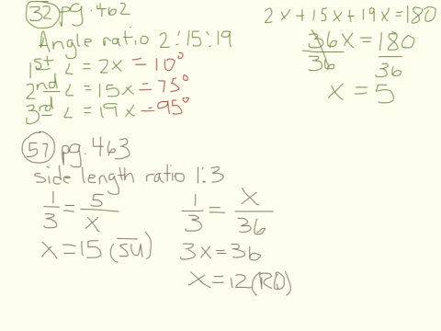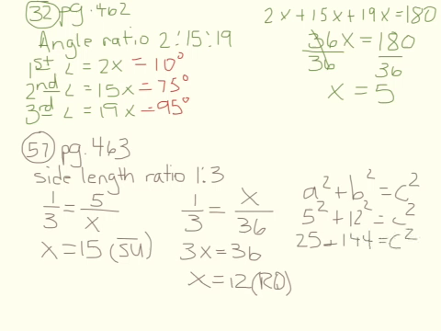Since these are right triangles, I can use the Pythagorean theorem to find one of them, and then I can find the other one. So I'm going to do that with the smaller triangle. I'm going to do a squared plus b squared equals c squared. One of the legs is 5, and I found the other leg to be 12. So I got 25 plus 144 equals c squared. And that's 169. Then take the square root, and so that's 13.